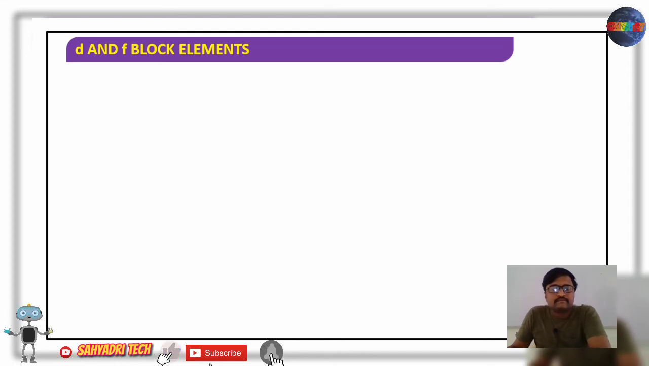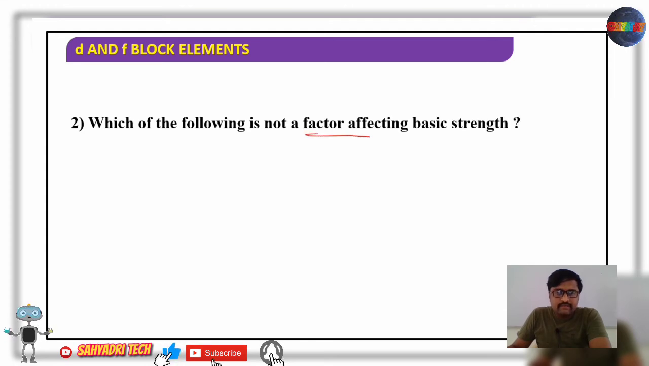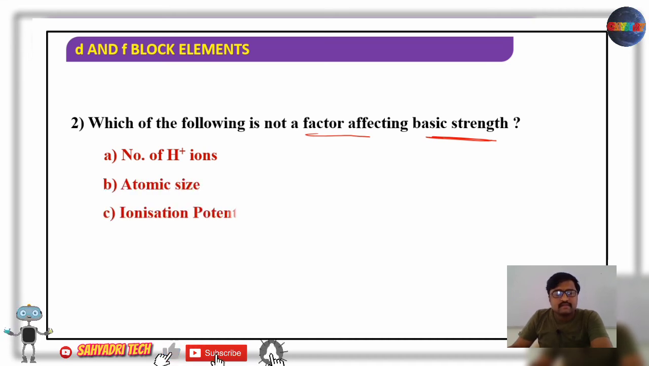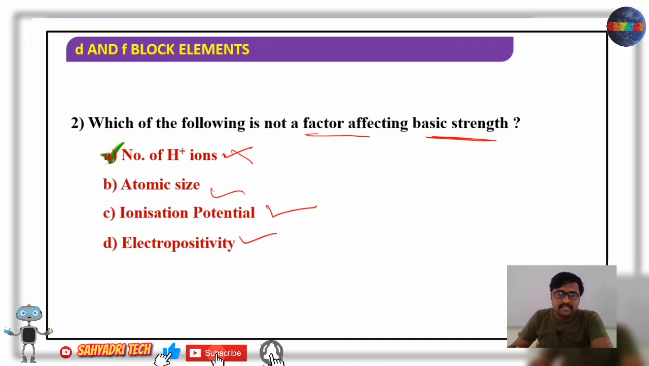Well, the next one, which of the following is not a factor affecting the basic strength of hydroxides? Yes, we observe here number of H plus ions, atomic size, ionization potential, electropositivity. So what is the answer here? Number of H plus ions. Because we know basic strength depends on the atomic size, it depends on ionization potential, and even it depends on the electropositivity, but it doesn't depend on the number of H plus ions, right? So it is not a factor that is going to affect the basic strength. Okay, yes.